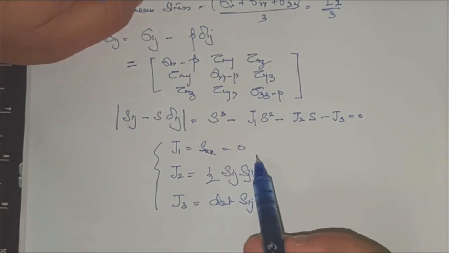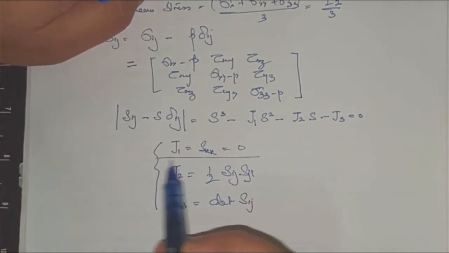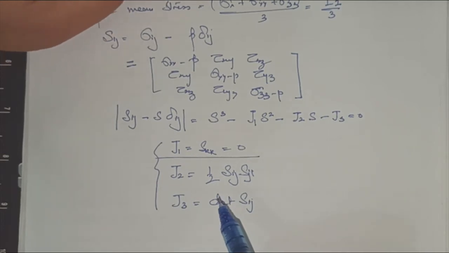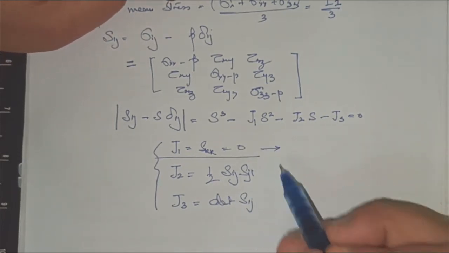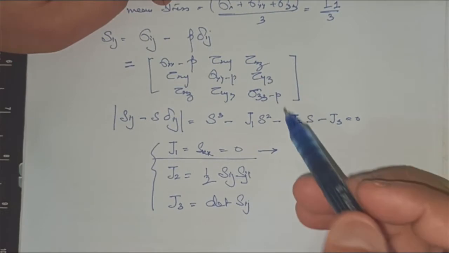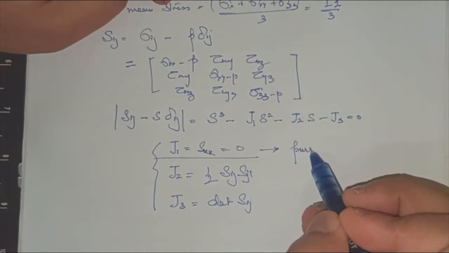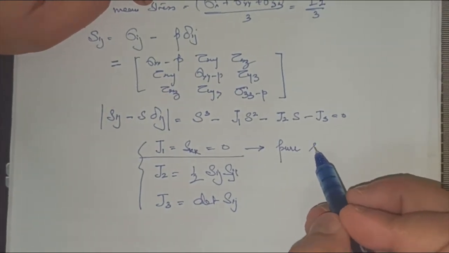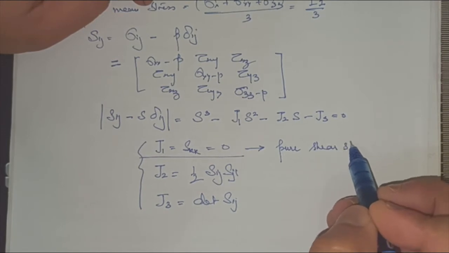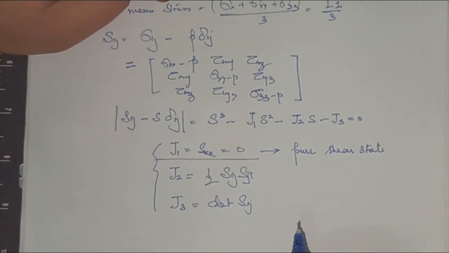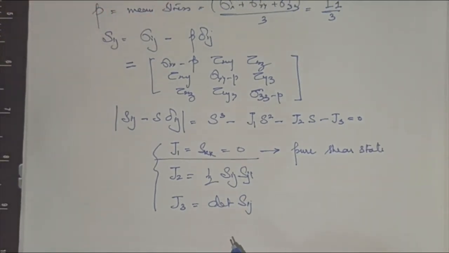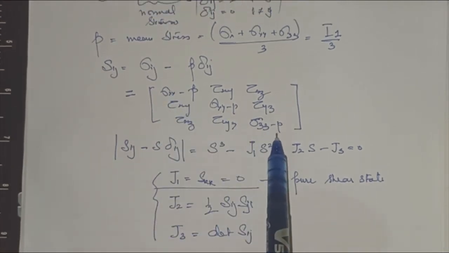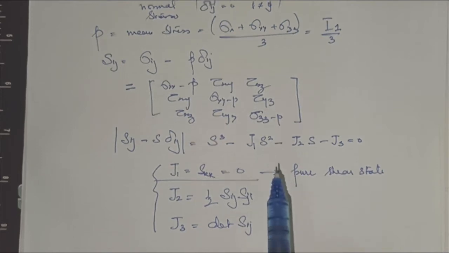And what information does this give? J1 is 0. That means the deviatoric stress tensor describes a pure shear state. That means all the three components will be 0 here.